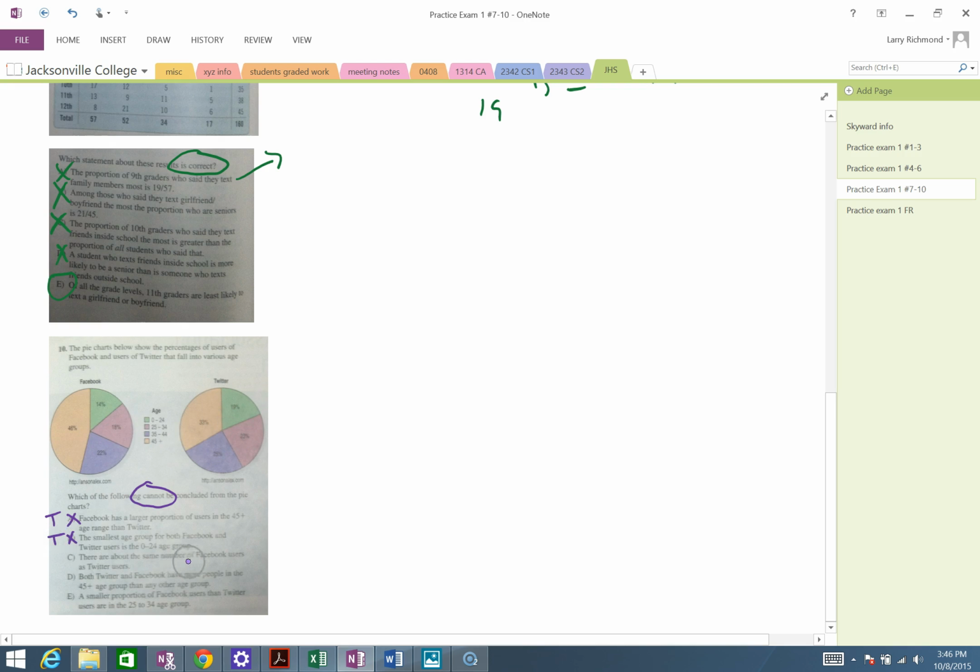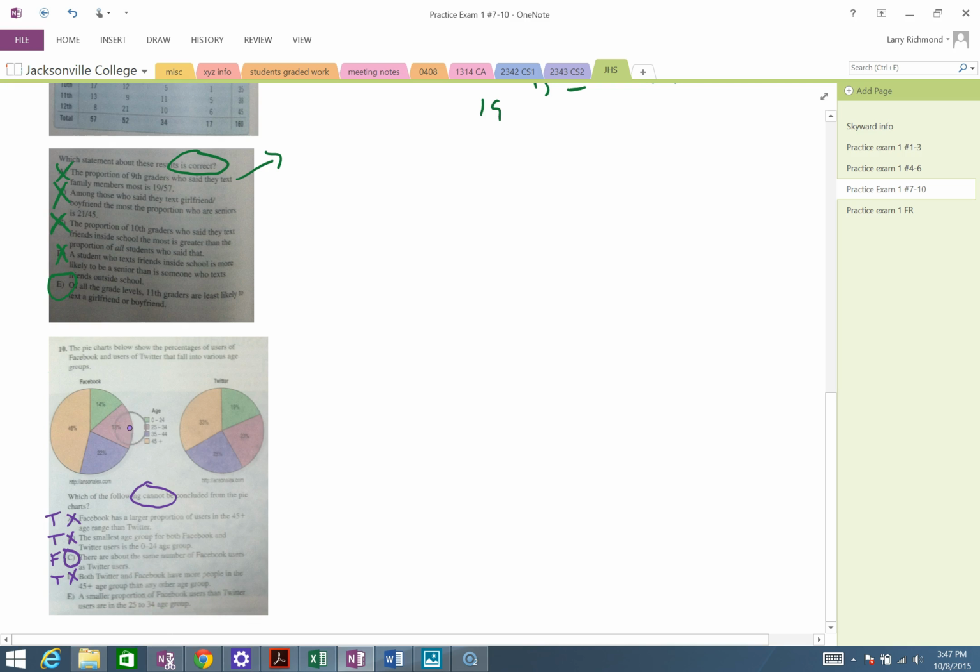C, there are about the same number of Facebook users as Twitter users. We're dealing with percentages here. It tells us nothing about the total counts. We do not know if this is true or false. It's not necessarily false. It's unknown, but I'm going to call it false. It looks like this is going to be my best answer. D, both Twitter and Facebook have more people in the 45 plus age group than any other. More people 45 plus in this one, yep. More people in 45 plus, yep, that's true. So this one's out.